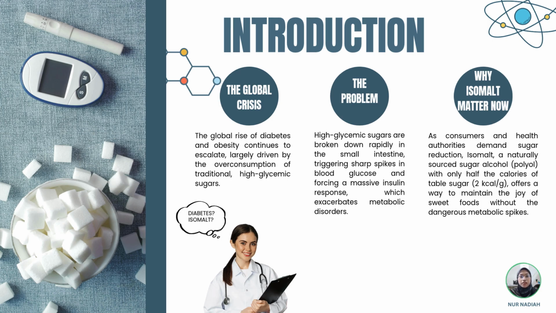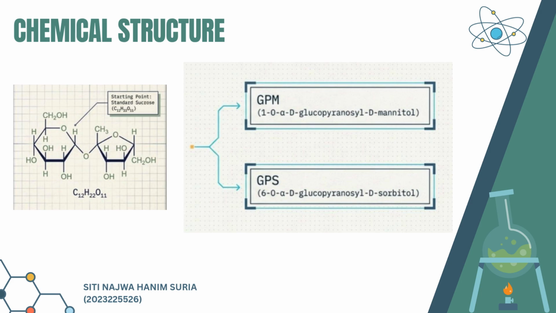Isomalt is a natural source sugar substitute with only half the calories of table sugar, just 2 kilocalories per gram. Let's explore how this unique ingredient is reshaping the future of diabetes-friendly nutrition. To understand isomalt, we must first look at its starting point, which is standard sucrose, with the chemical formula of C12H22O11. As you can see in the chemical structure on the screen, this common disaccharide serves as the foundational building block for the complex sugar alcohol we are about to explore.